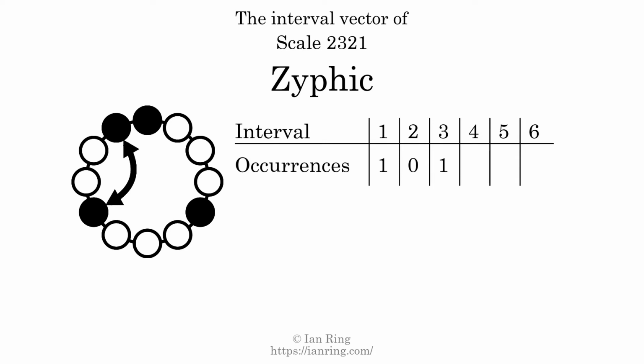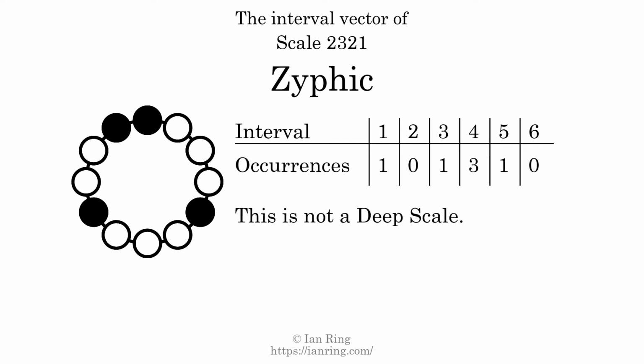It is here. There are 3 intervals with a size of 4 semitones. They are here, here, and here. There is one interval with a size of 5 semitones. It is here. There are no intervals with a size of 6 semitones. Each interval does not appear in this scale a unique number of times, so this is not a deep scale.